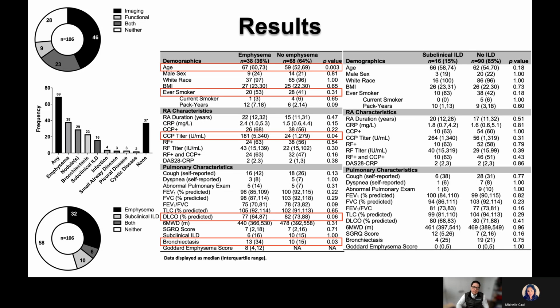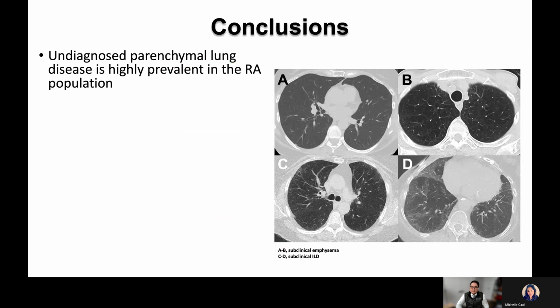When we looked at subclinical ILD, the 16 subjects did not have differences in demographics, RA characteristics, or pulmonary characteristics to assist with their identification, suggesting that HRCT may be the current only available method to screen for this disease. We conclude that undiagnosed parenchymal lung disease is highly prevalent in the RA population.